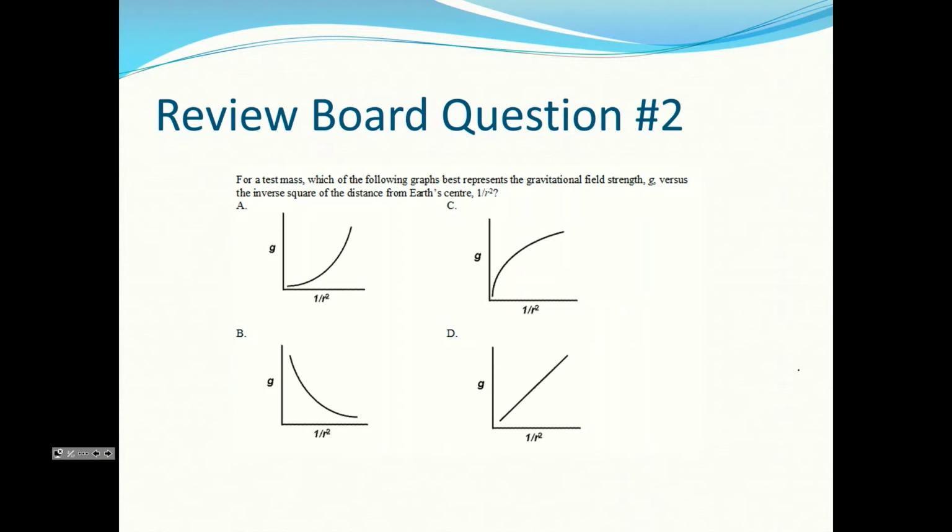For a test mass, which of the following represents the gravitational strength versus 1 over r squared? So we're using g equals GM all over r squared. So they have an inverse squared relationship. They've already manipulated the data so that it will give a straight line. So that gives us D as an answer. Our answer would be a different one if it was g versus r.